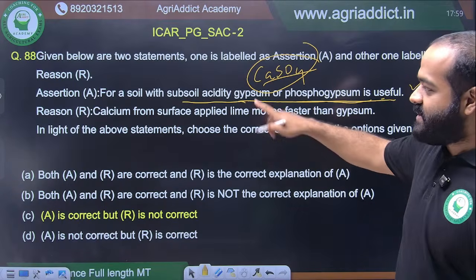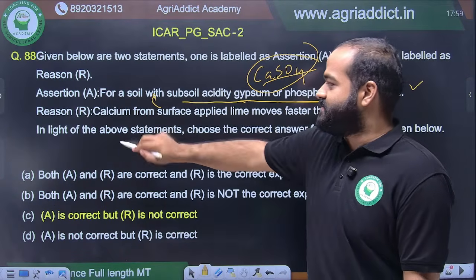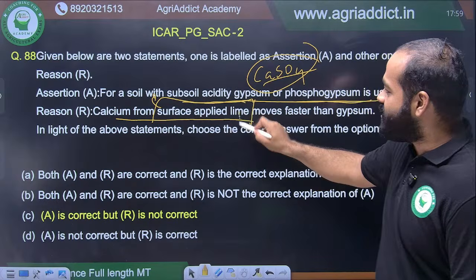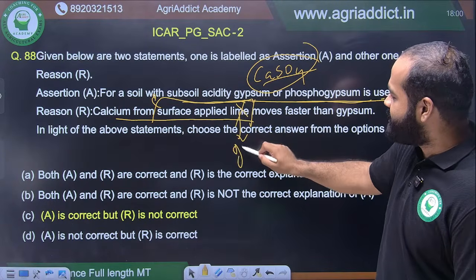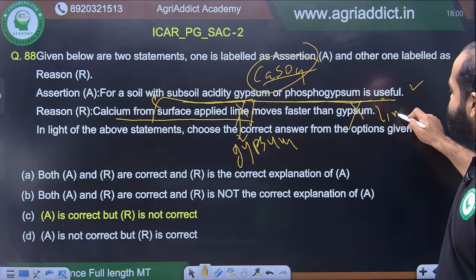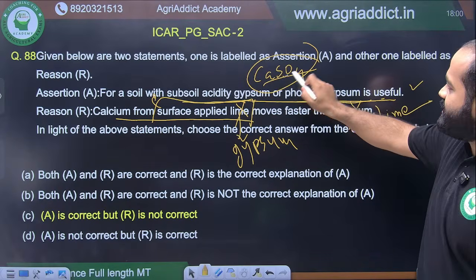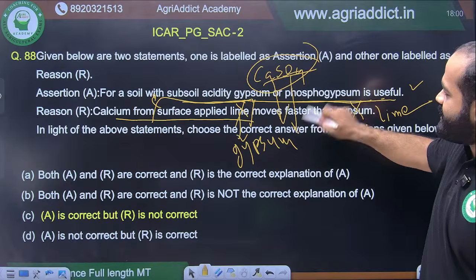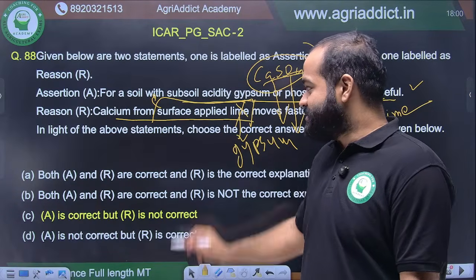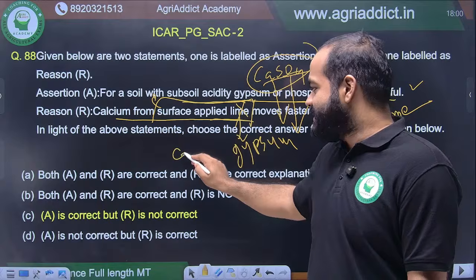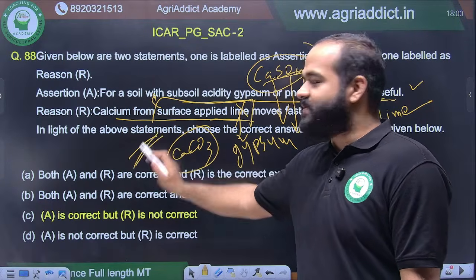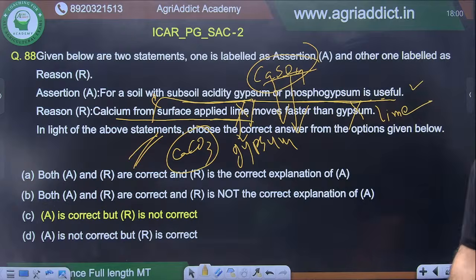The second statement directly contradicts this first statement. It is saying calcium from surface applied lime, no, calcium from surface applied gypsum moves faster than lime. All right, because CaSO4 goes down with water, whereas CaCO3 travels very little. CaCO3 stays on the soil surface only. All right, that is very impressive.